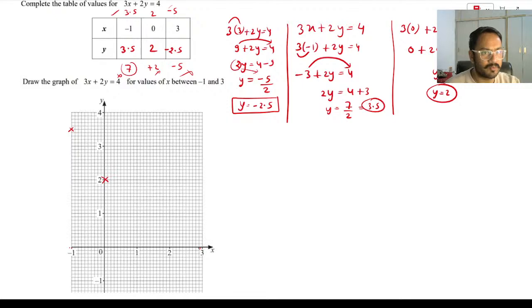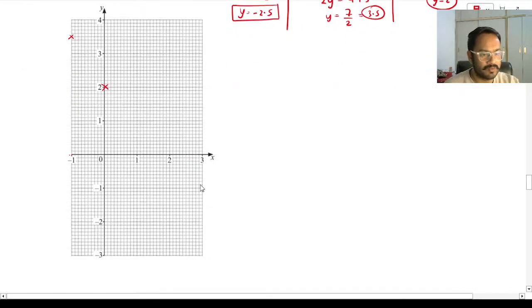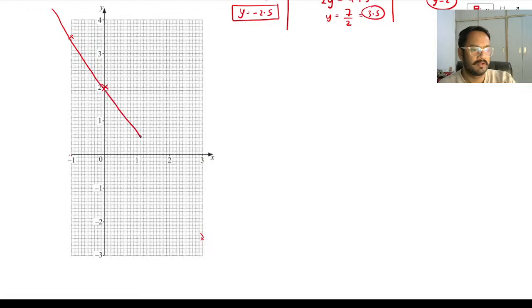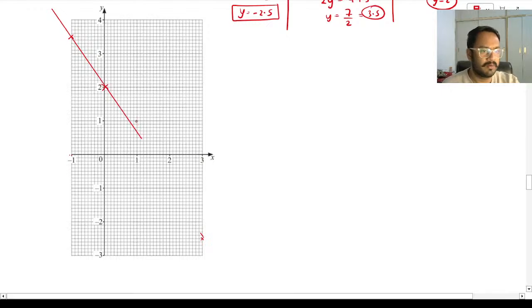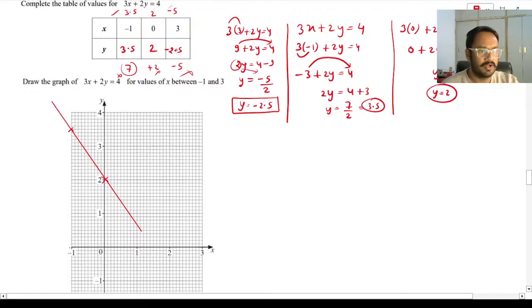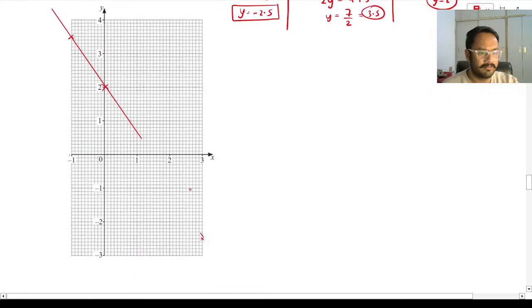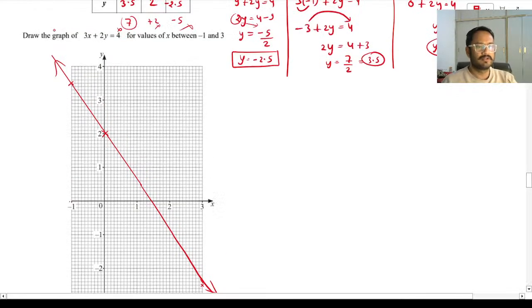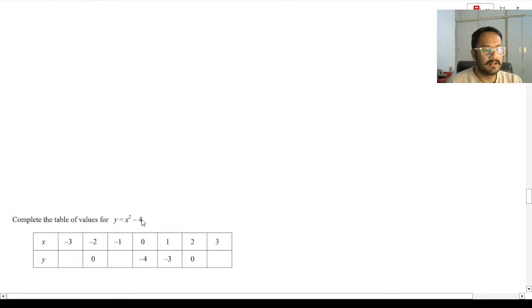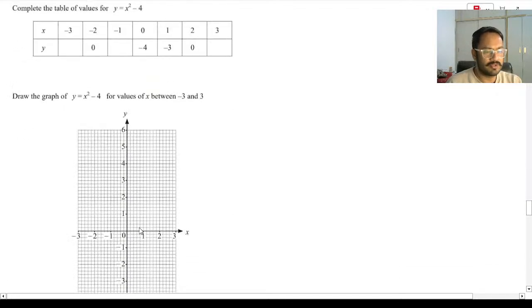Then 3 comma minus 2.5. Now 3 comma minus 2.5 will be somewhere here, I think here. Now you can make a straight line with the help of a scale. So you need to make a straight line like this. I hope you got the idea, children. So that is how we need to make a straight line. We need to plot it here. Got it? Now this is also a kind of equation, so we can solve it later.